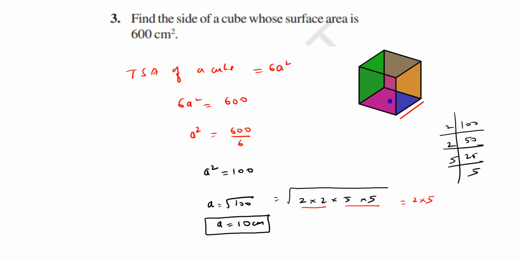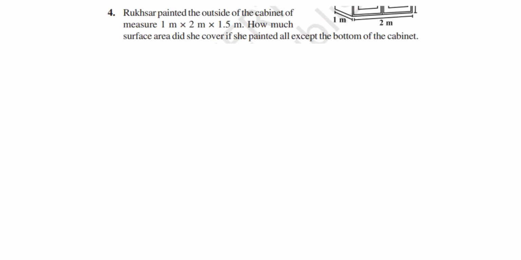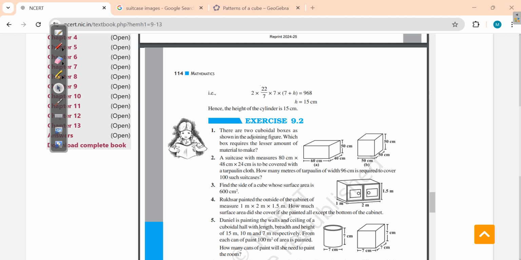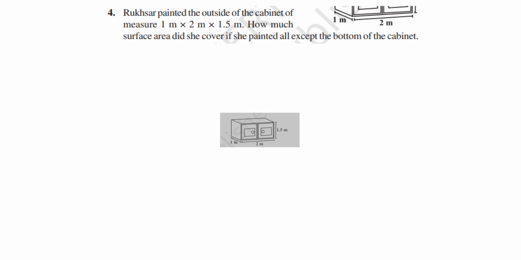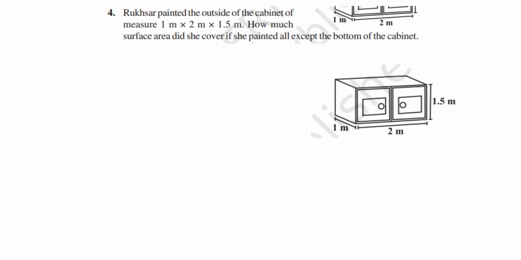Next, a very interesting question. Ruksar is going to paint the cabinet which is present on the screen. The special thing is height. Whenever it is given like this, always the first one is length, the second one is breadth, and the third one is height. Don't ask sir what is length in the examination. She wants to paint all but the bottom, because the bottom will be down. Who is going to see the bottom? No one will paint the bottom.